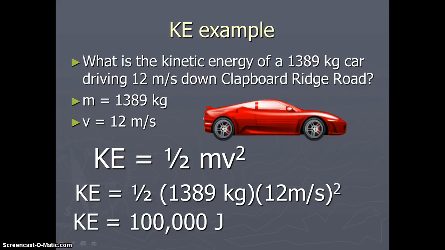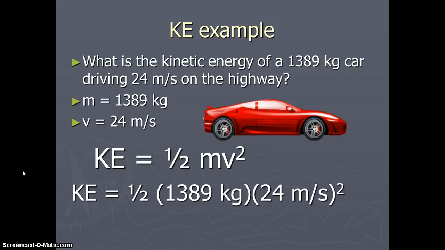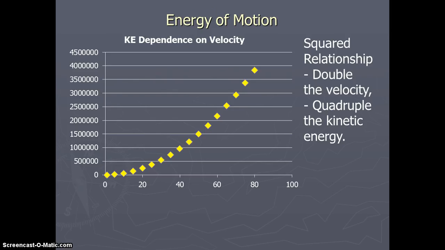What if we doubled the speed of the car? So going down the highway, like 55 miles an hour. What happens to the kinetic energy? If we plug those numbers in, we get 400,000 joules. So we double the speed, but it quadruples the kinetic energy. We have this squared relationship between velocity and kinetic energy, where a small increase in velocity gives us a much larger increase in kinetic energy.